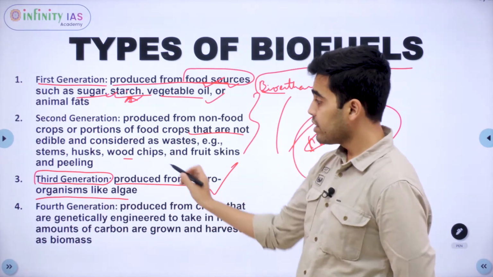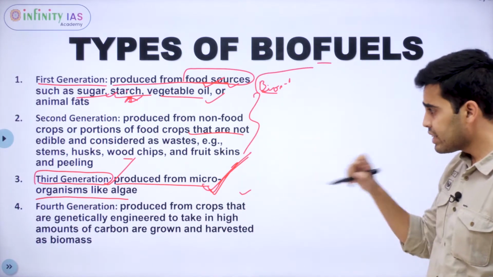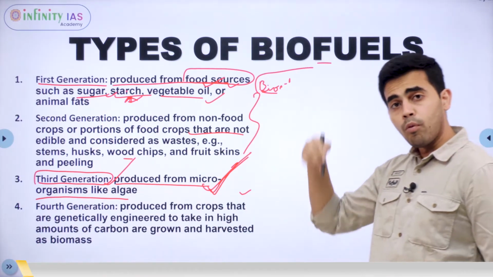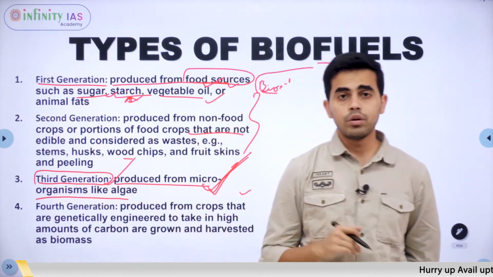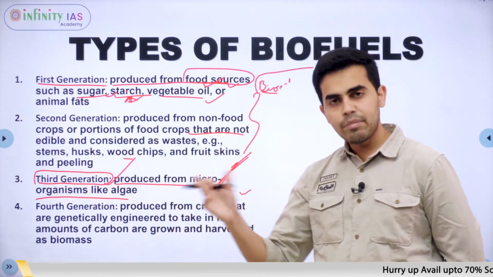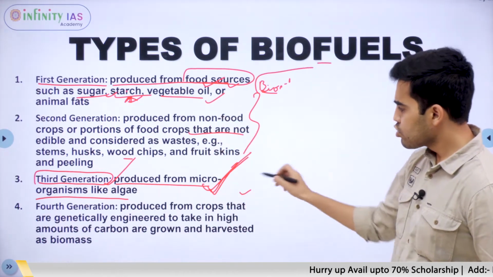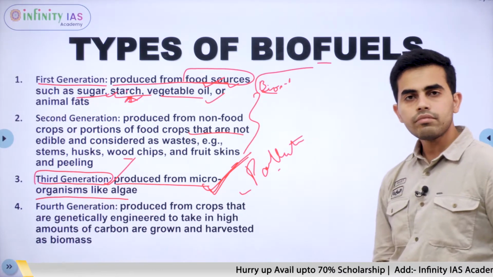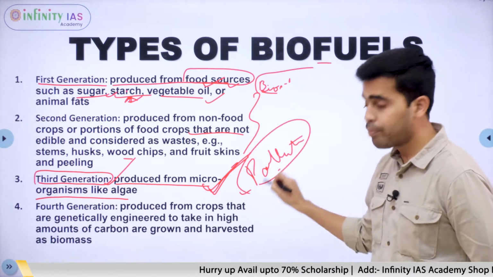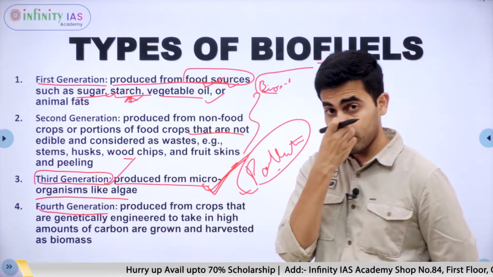But still there are some problems with third generation biofuels. That is, it won't take up more carbon dioxide than what it gives out. That is, there is net emission of carbon dioxide into the atmosphere. So it is polluting at the end of the day. To tackle this problem, we have gone on to fourth generation biofuels.